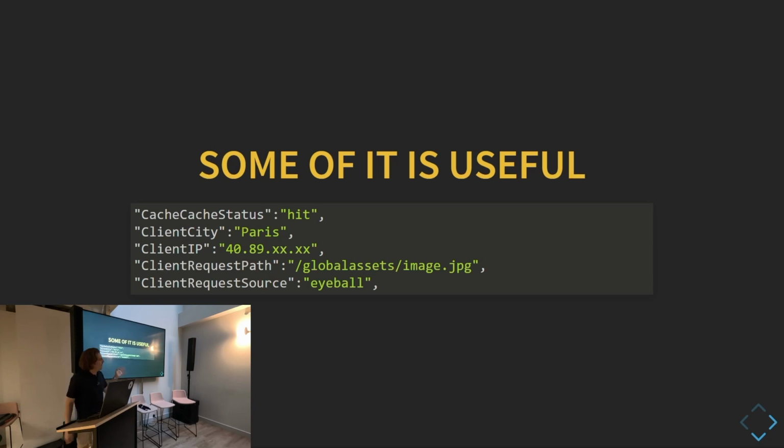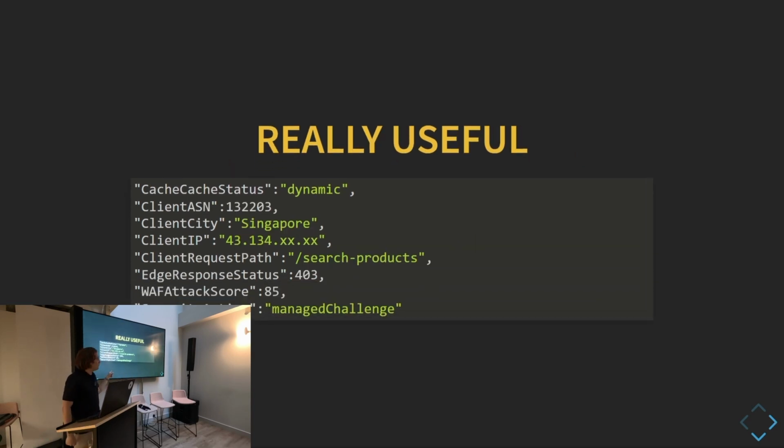It's like, okay, we knew how to figure that out quite a while ago, but some of it's new to us. So here we can see someone from Singapore hit our search product page and they were returned a 403, an unauthorized response, and they had a WAF attack score, which is Cloudflare's attack score of 85%. And the security action that Cloudflare took was a managed challenge. Now, all of this in the past, we didn't know about, because this happens before it gets to App Insights that Scott talked about earlier.